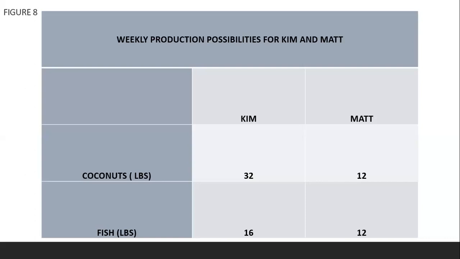Is she better off having nothing to do with Matt and simply producing for herself, right? But the law of comparative advantage says that it is not true. As we will now show, it makes sense for Kim to specialize in producing coconuts and trade with Matt to get the fish that she wants. And furthermore, those same trades improve Matt's situation as well.